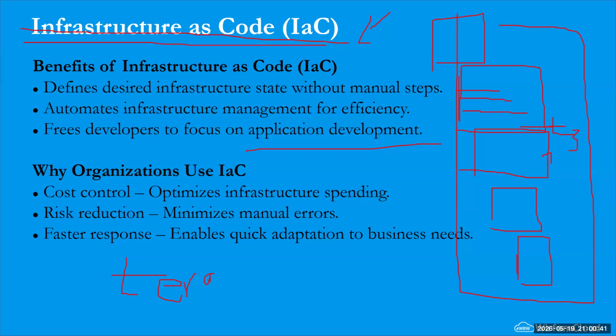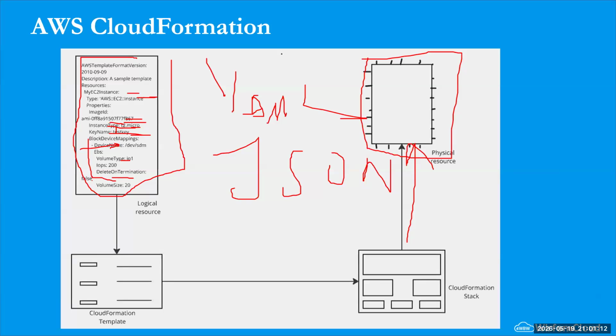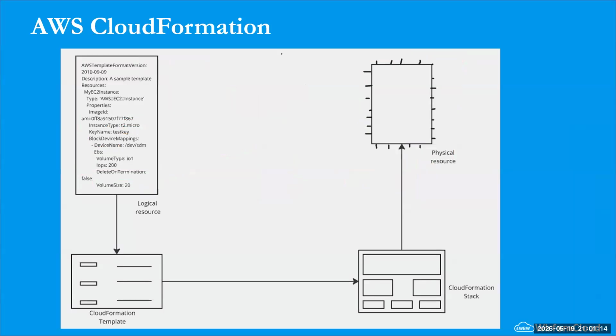So rather than going and creating infrastructure manually, you instead write code, and this code contains the infrastructure you want to create, and then you give it to CloudFormation, and it goes ahead and provisions that infrastructure for you. So with infrastructure as code, you define the desired infrastructure state without manual steps. The example I showed was something like this.